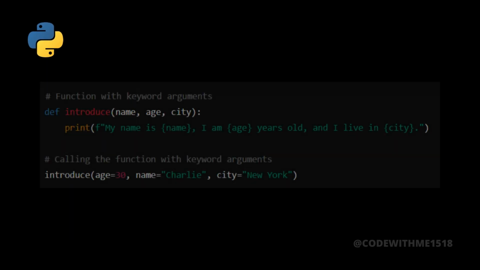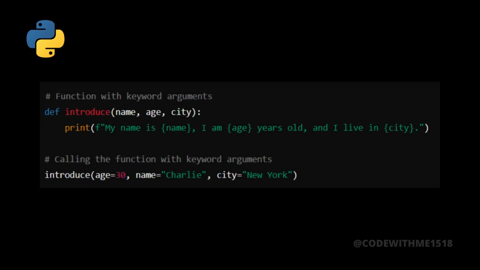You can also use keyword arguments to specify parameters by name. This way, you can provide arguments in any order, making your function calls more readable.